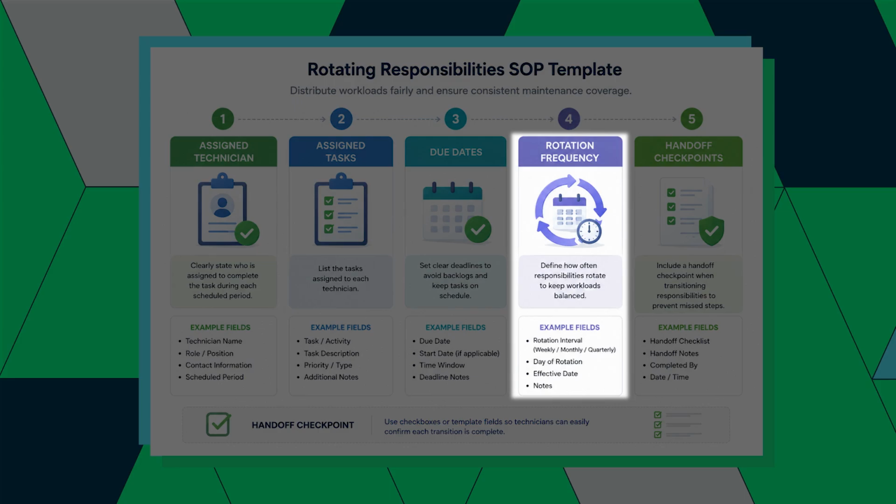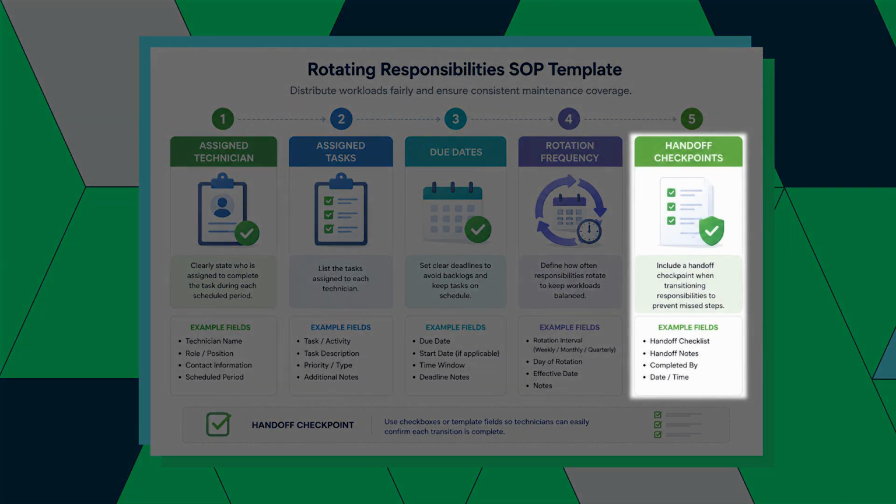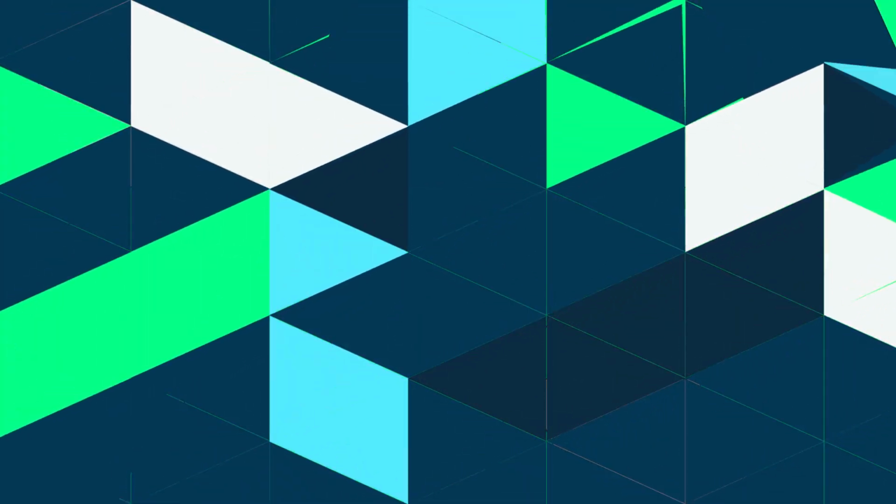Define how often responsibilities rotate to keep workloads balanced. You can do this weekly, monthly, or quarterly. Include a handoff checkpoint when transitioning responsibilities to prevent missed steps.